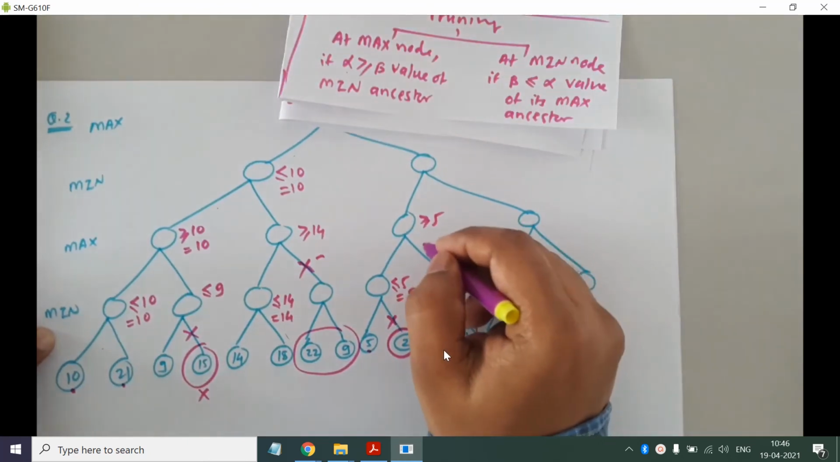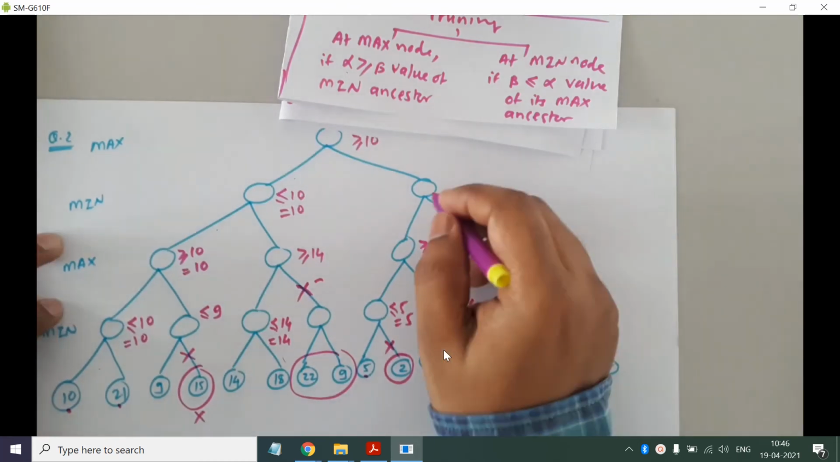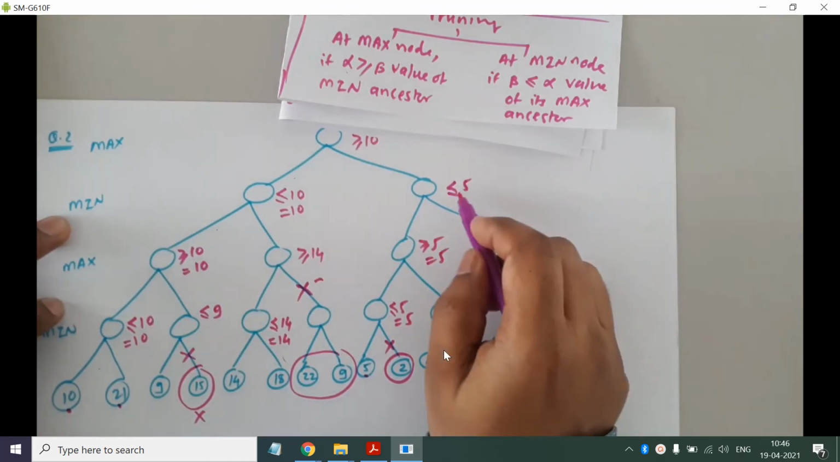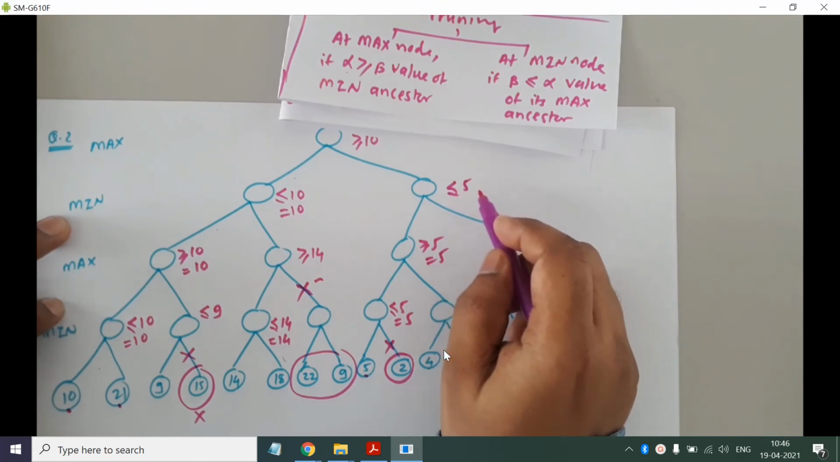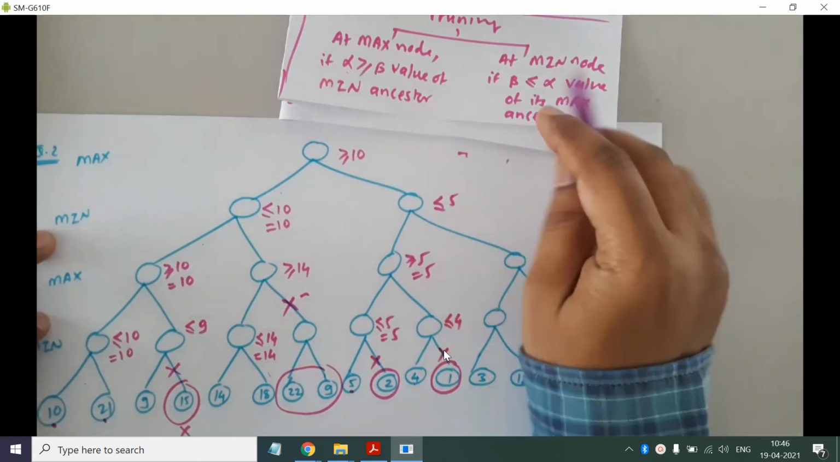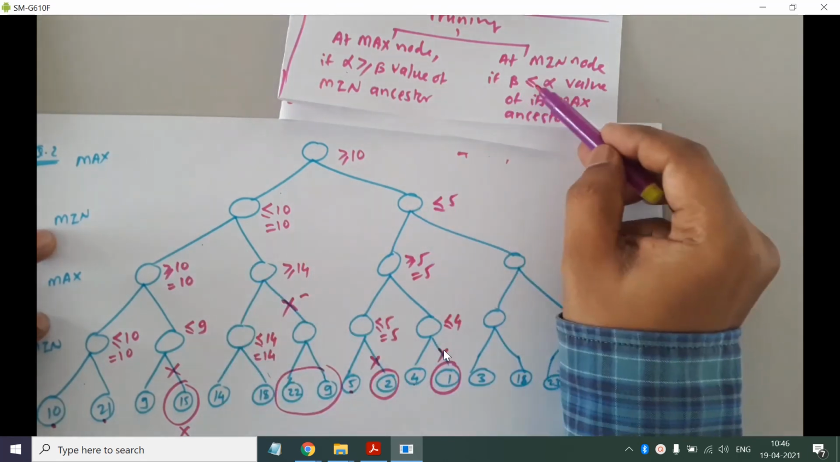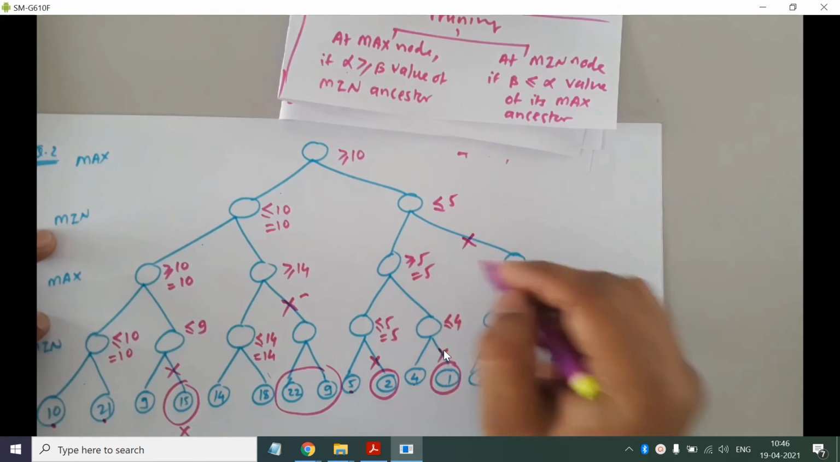So here the value will be 5, and for min it is trying to get a value less than 5. Here also at the min level, beta, that is 5, is less than or equal to 10. So this entire branch is pruned.